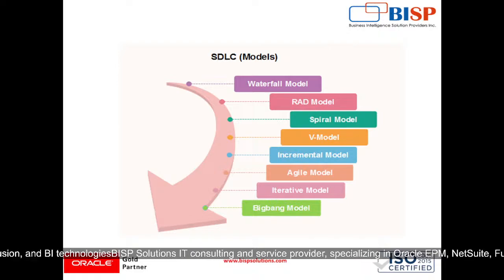Then comes our spiral model. The spiral model combines iterative development with risk management at every phase, which means in NetSuite it is suitable for high risk customization such as critical suite scripts automation or integration with sensitive data. The limitations involved in this are high cost and complexity due to repeated risk analysis, and it is not suitable for small projects with minimal risk. So after that, DevOps.